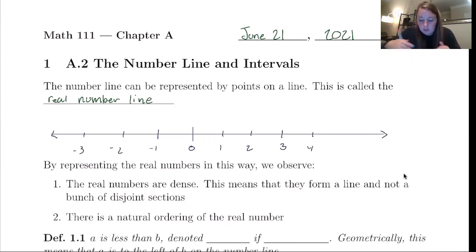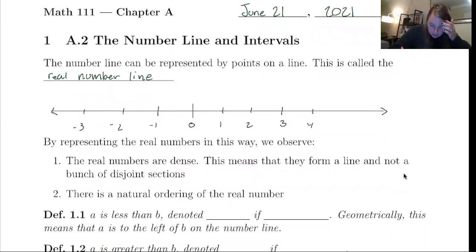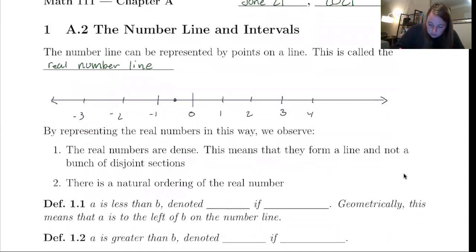This is a lot, but it's in your book. The real numbers are dense. What that means is, if I were to close my eyes and just pick a point, well, that's not on 0, not on 1, but there's still a number right there. It's probably approximately -0.543, blah, blah, blah, something like that, right?